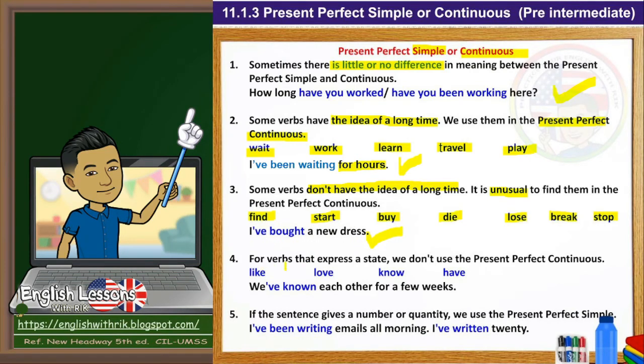For verbs that express a state, we don't use the present perfect continuous. Like. Love. Know. Have. We've known each other for a few weeks. If the sentence gives a number or quantity, we use the present perfect simple. I've been writing emails all morning. I've written 20.